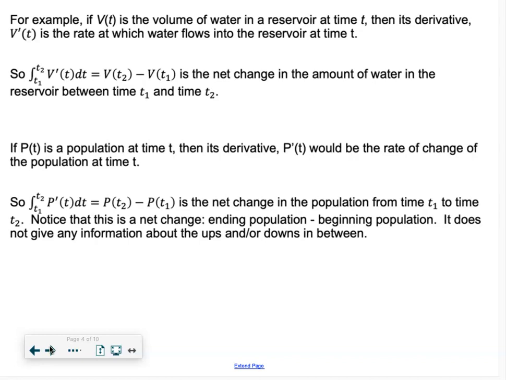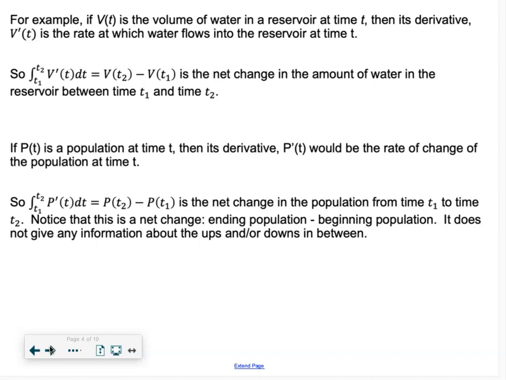Suppose we have a function p that represents population. So p prime would be the rate of change of the population. Now, populations can go up, populations can go down. People are born, people die, right? So you have a birth rate, you have a death rate.